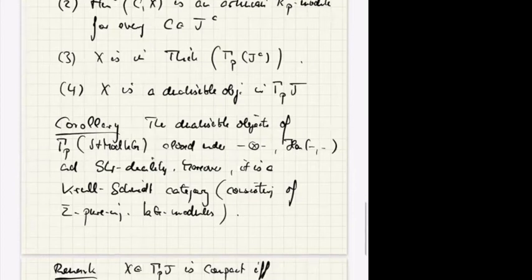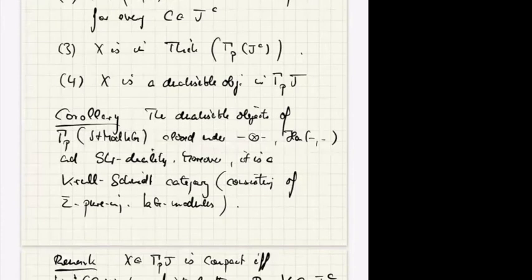Thus, compact is the same as dualizable. Of course, it shows you that compact implies dualizable, because finite length implies Artinian, but the converse is in general not true. So compact equals dualizable in this category if and only if p is a minimal prime.